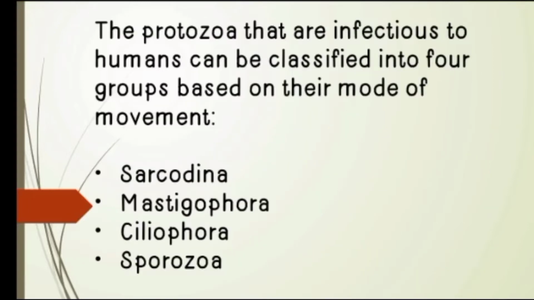The protozoa that are infectious to humans can be classified into 4 groups based on their mode of movement. And those are the Sarcodina, Mastigophora, Ciliophora, and Sporozoa.